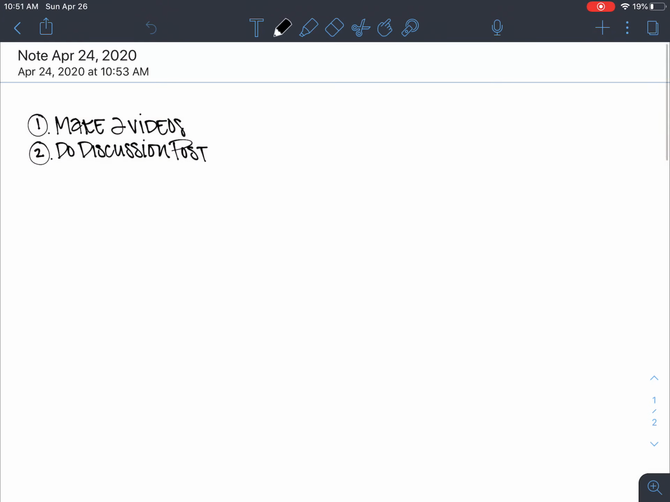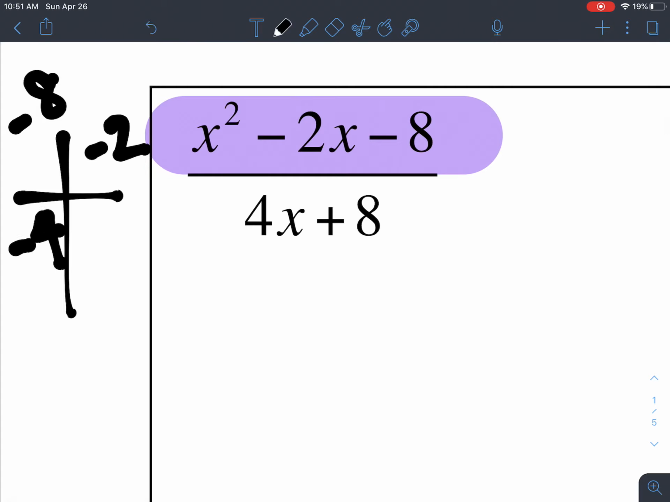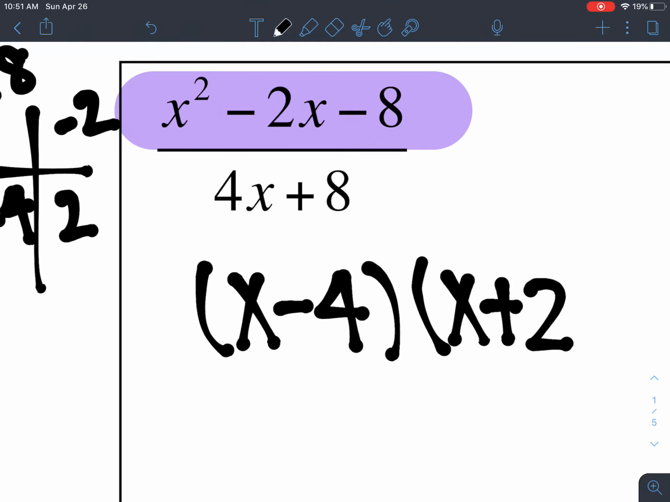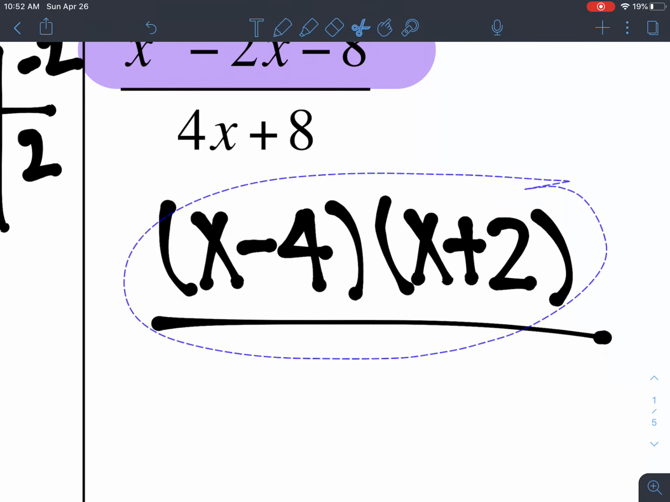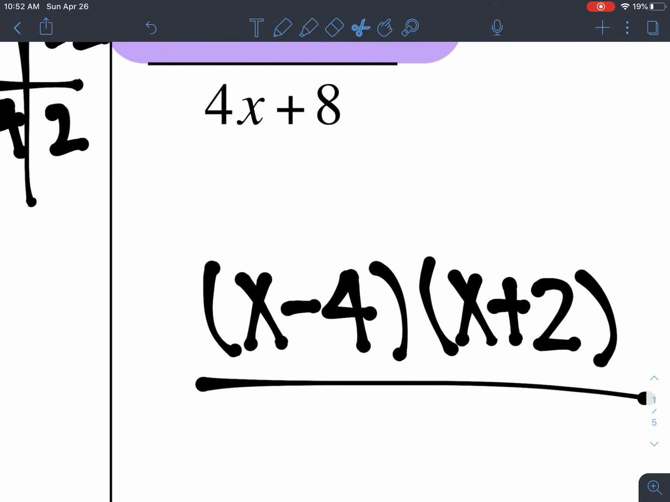Well, those two numbers are going to be -4 and +2. Okay? So this numerator is going to factor into x minus 4 and then x plus 2. So that's the numerator, all over. So now we need to look at the denominator of the 4x plus 8. And we can't use this method with a quadratic because it's not a quadratic. We can't use difference of squares because it's not a subtraction.